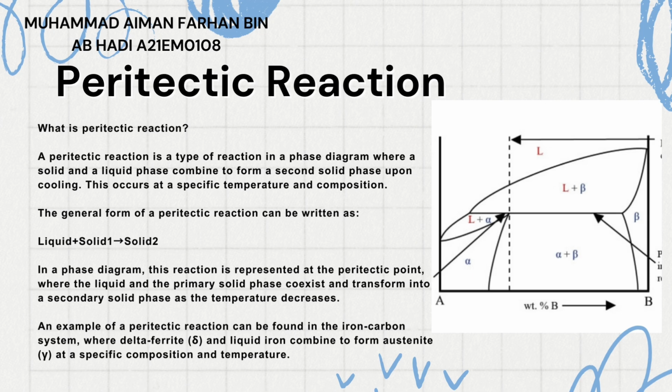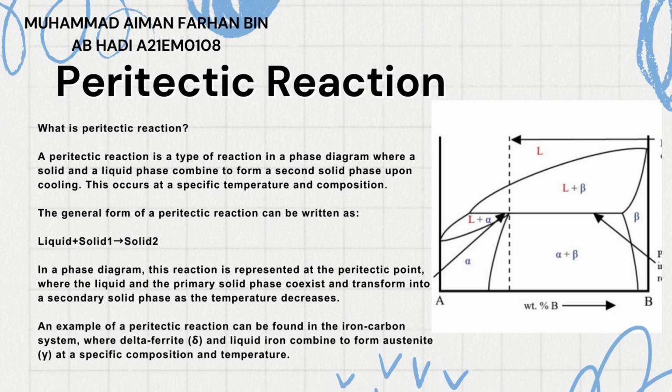Peritectic reaction. What is a peritectic reaction? A peritectic reaction is a type of reaction in a phase diagram where a solid and a liquid phase combine to form a second solid phase upon cooling. This occurs at a specific temperature and composition. The general form of a peritectic reaction can be written as liquid plus solid 1 produces solid 2.